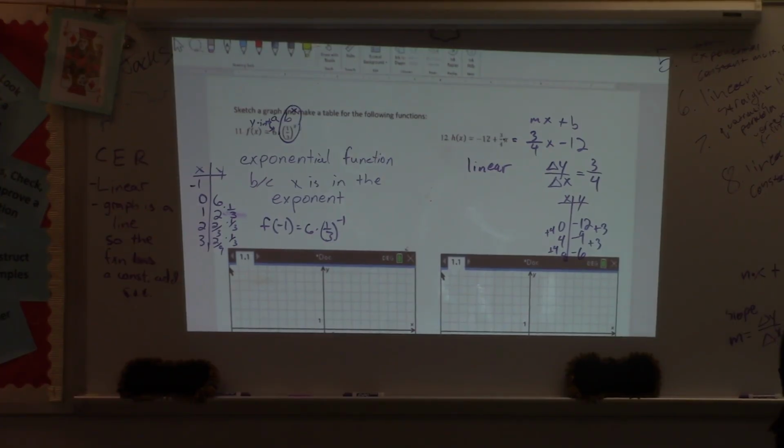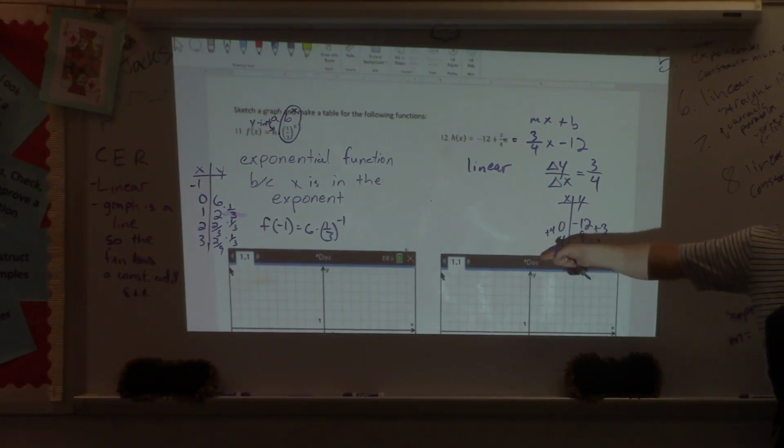I can add the 3/4, or I choose the change in y and the change in x. So I'm adding 3 to the y and 4 to the x.